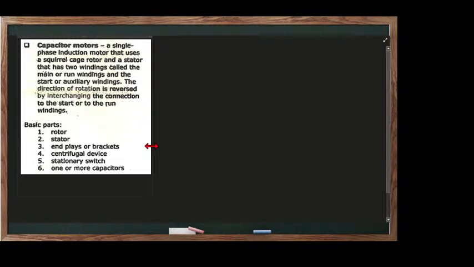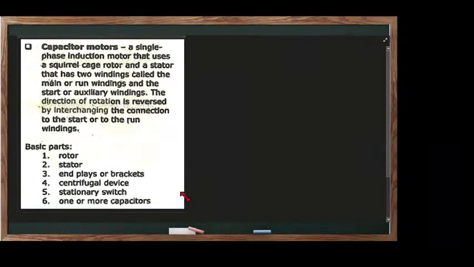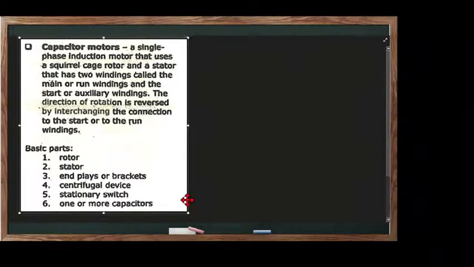Okay, so capacitor motors, no? So these are a type of single phase, no? So that capacitor motors are single phase motors. They are single-phase induction motor that uses a squirrel cage rotor and a stator that has two windings called the main or run windings and the start or auxiliary windings. So, kapag capacitor motors, dalawa talaga yung kanyang winding niya, ng kanyang stator winding, the running and the starting, or the main or the auxiliary windings.